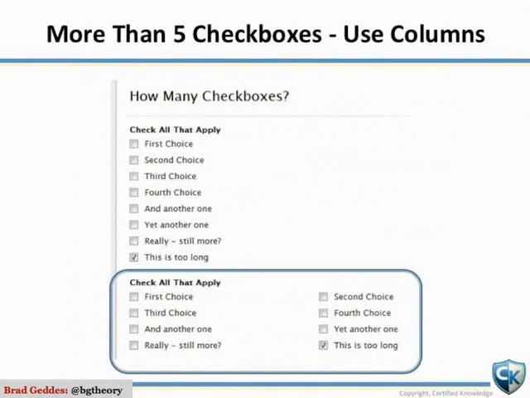Now, when you're designing forms, if you need a lot of checkboxes for whatever reason, once you pass about 5 checkboxes, it's best to break them into columns. Because this, again, will make the form appear shorter. It won't be actually shorter, but it will appear shorter when you start breaking them into columns once you hit 6 to 8 options with checkboxes.